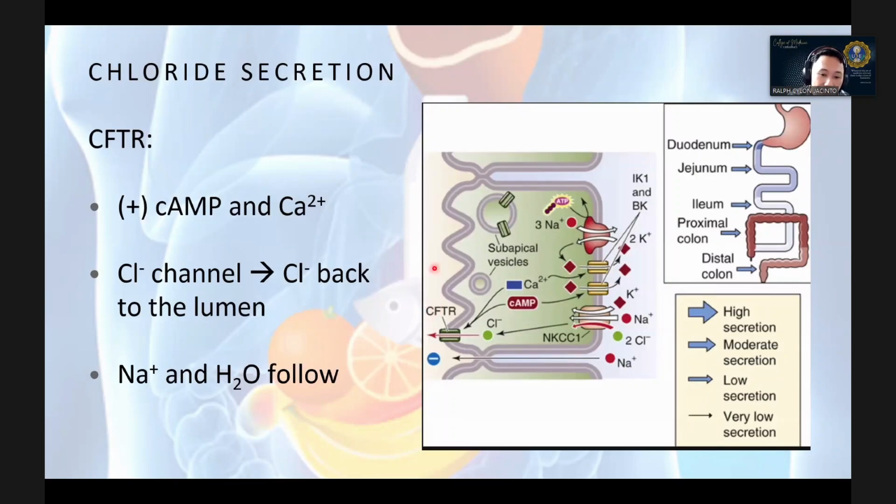Now, when your chloride is secreted into the lumen, this makes the lumen more negative. So, if it's more negative, it tends to attract positive ions, one of which would be your sodium. So sodium can move into the lumen, taking water with it. Remember, where sodium goes, water also follows. So when your chloride is secreted, you also secrete sodium ions and water. This is the function of your CFTR in the small and large intestine.